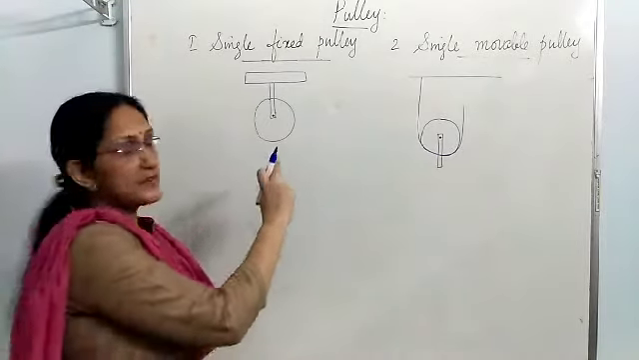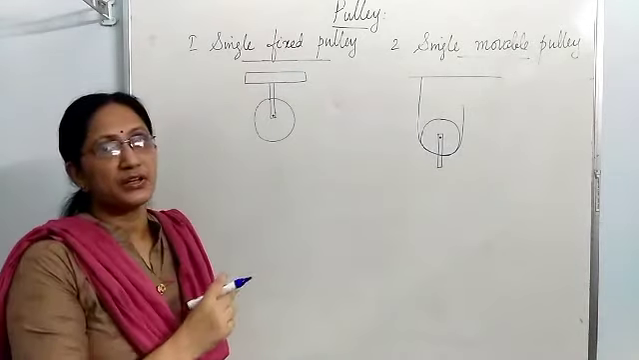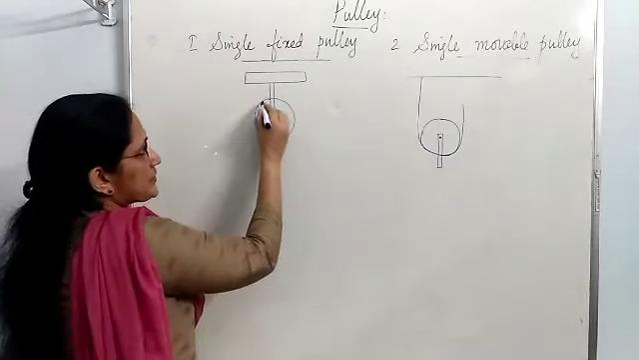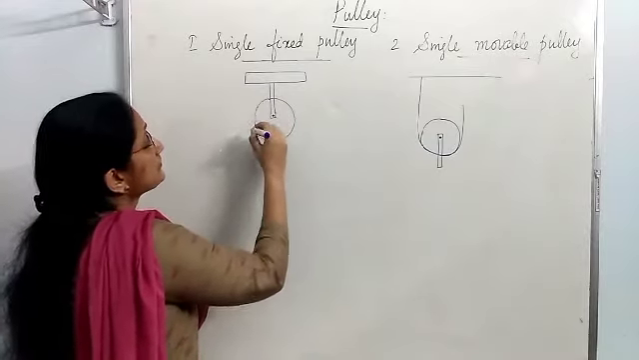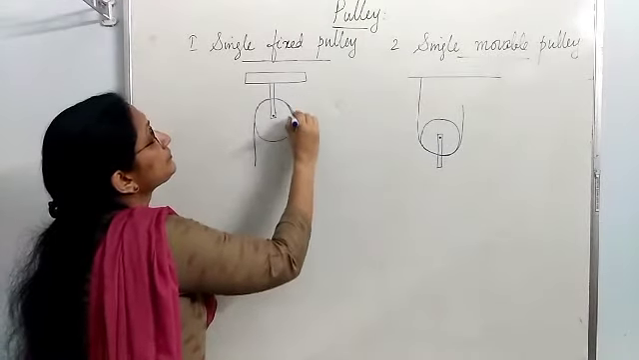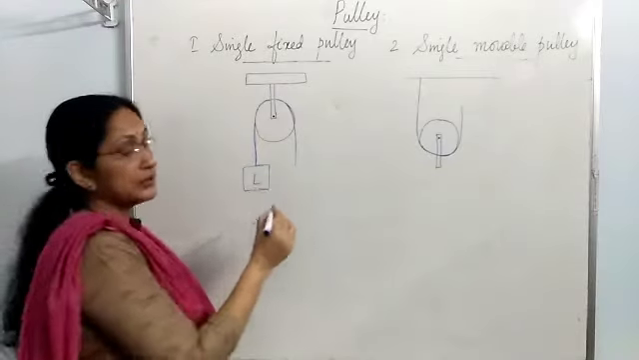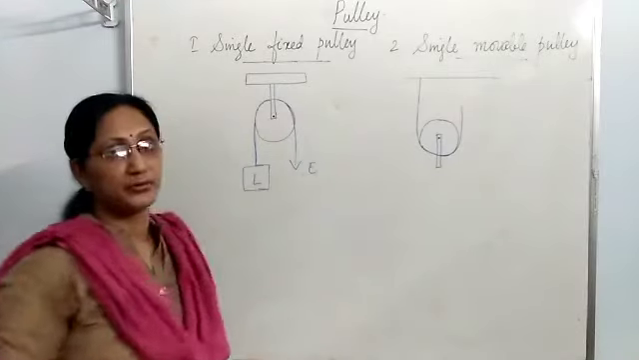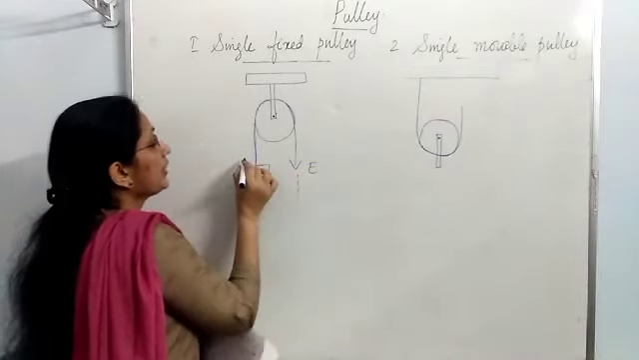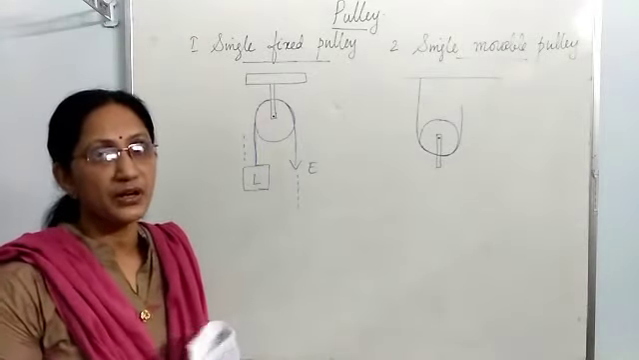Here the diagram of a single fixed pulley is shown, and how to use this pulley to lift a load. For that you need a rope segment. The rope must pass over the pulley like this. At one end you attach the load, and at the other end you apply the effort. While you apply the effort in the downward direction, the load goes upward. This is how a single fixed pulley works.